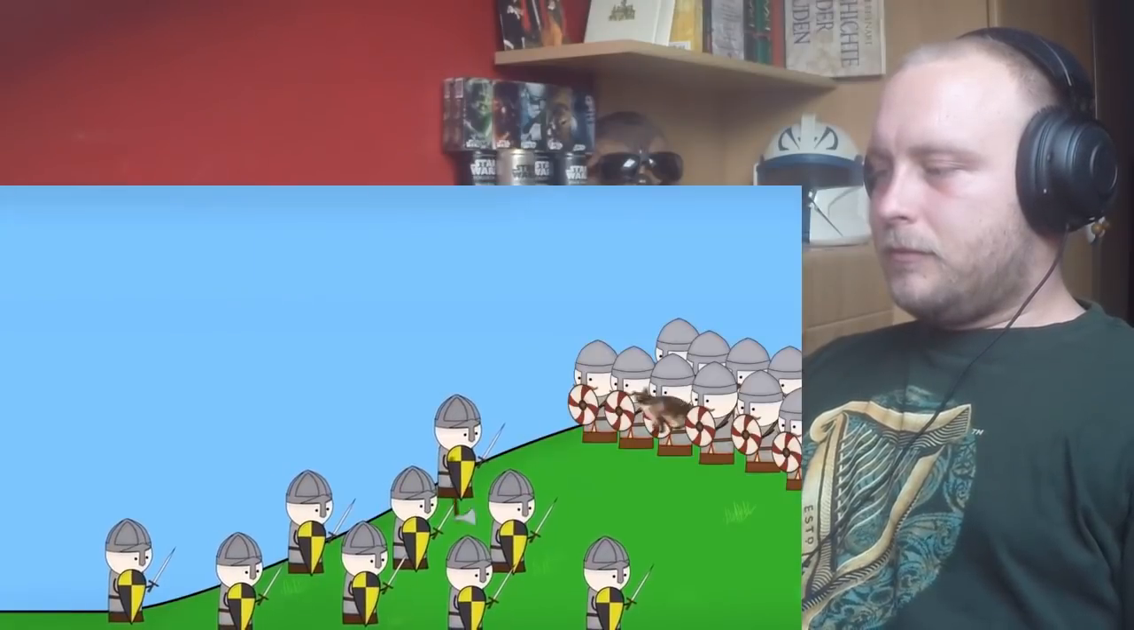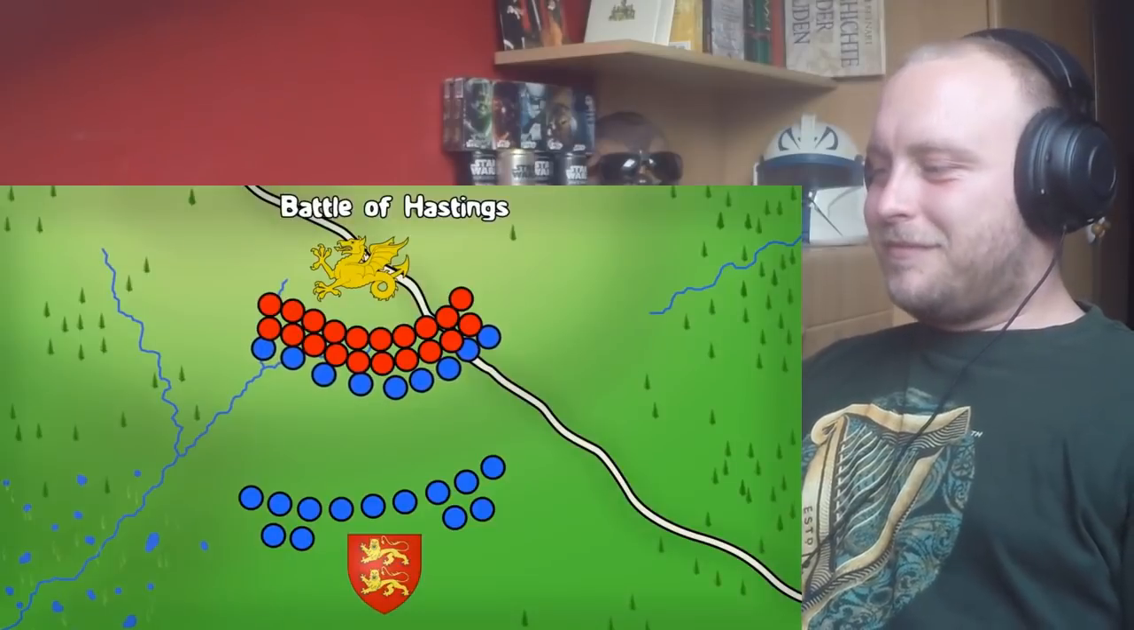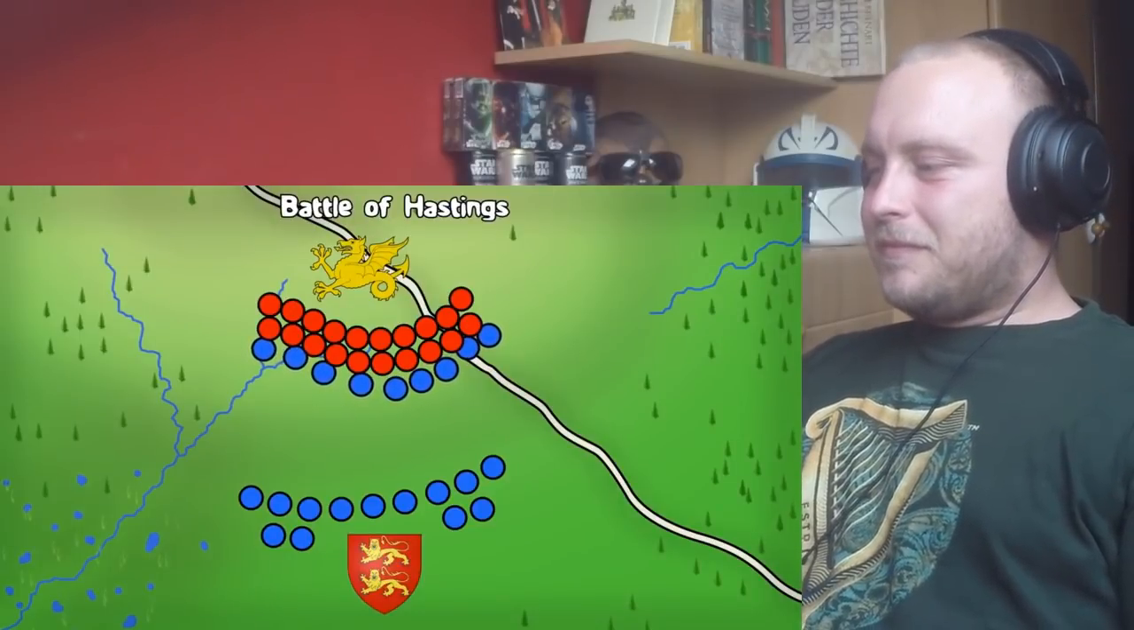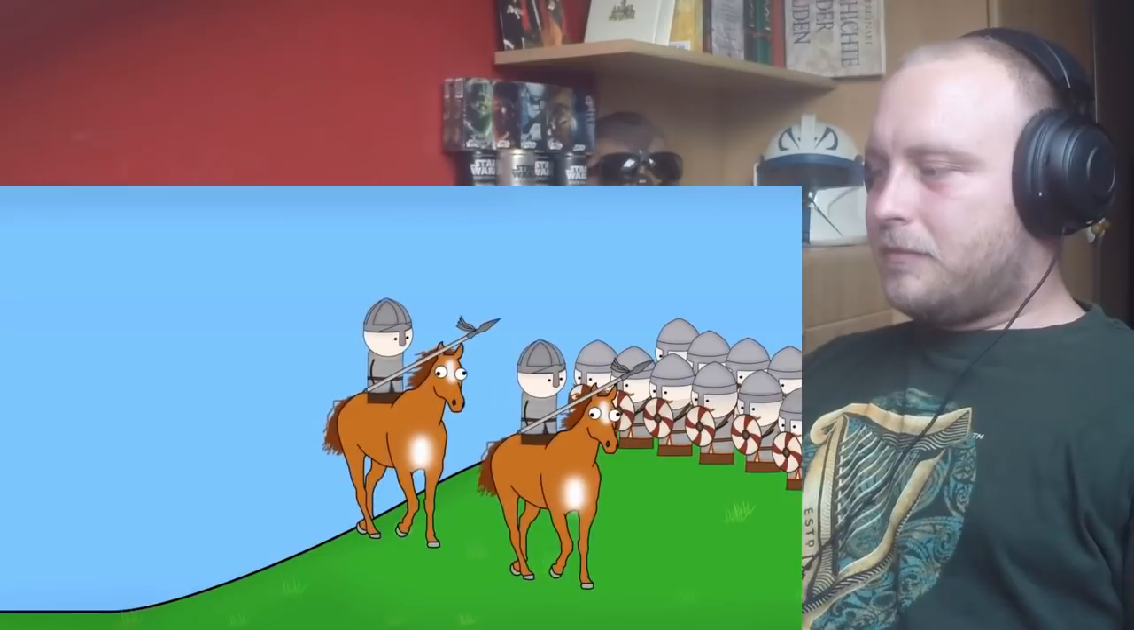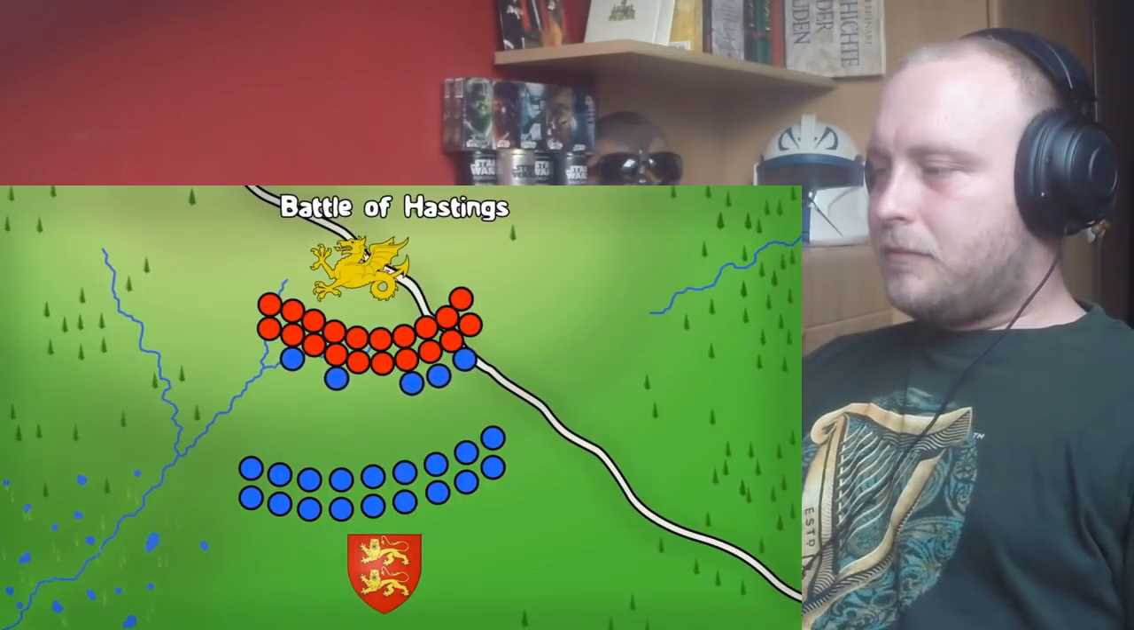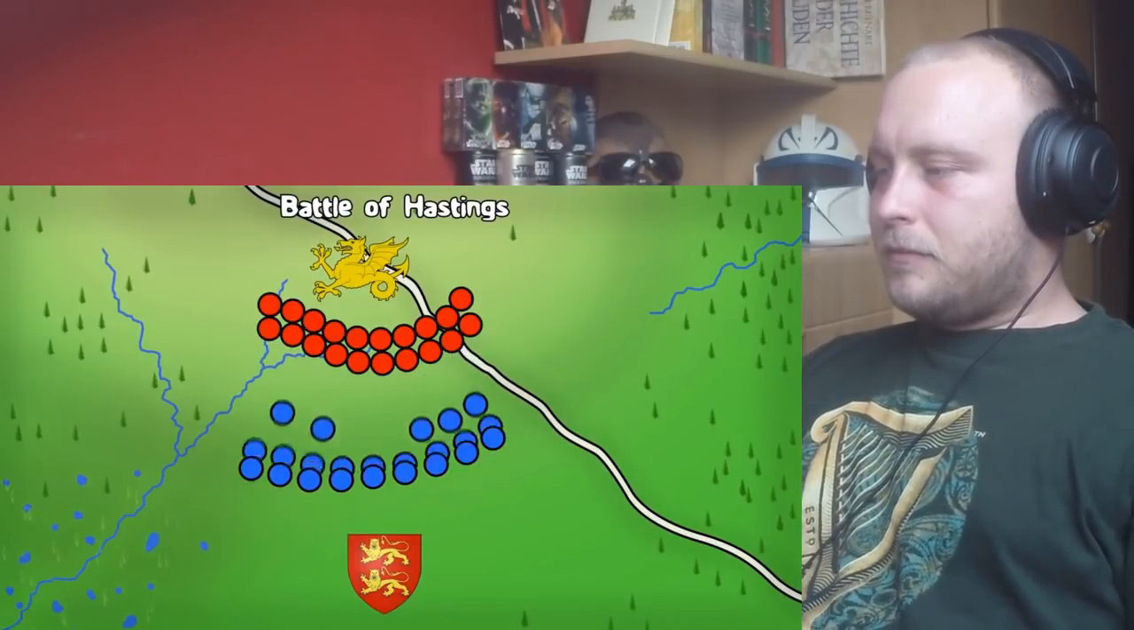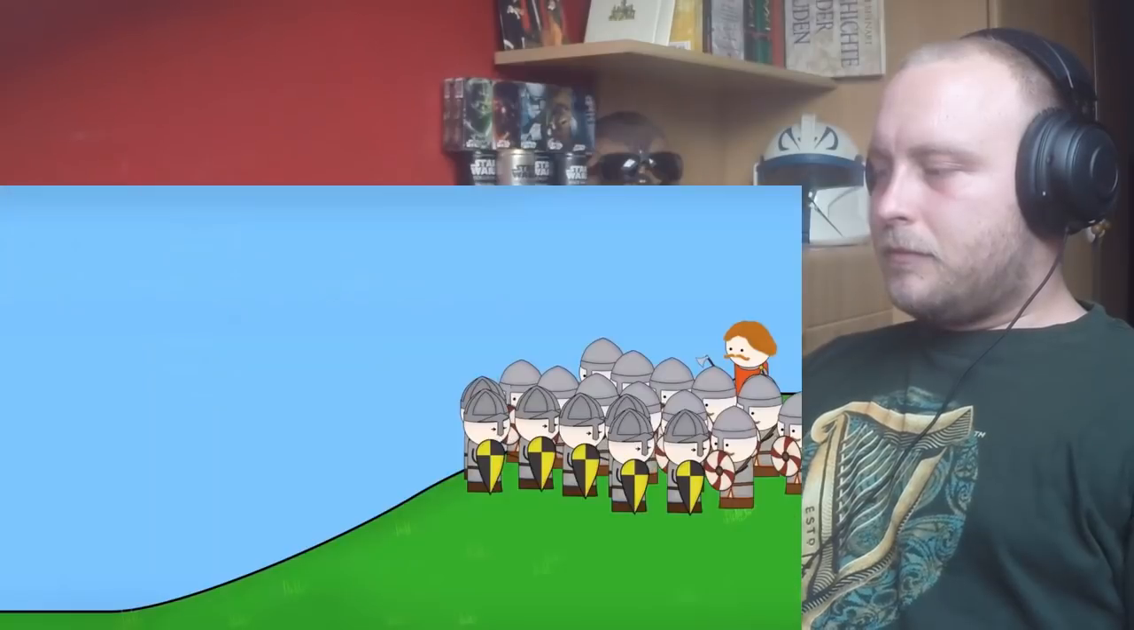The English threw anything they had at them, and the Normans couldn't break through the shield wall. Then the Normans' next tactical advantage came into play. William sent his cavalry up the hill, but even they struggled to break through the shield wall defenses. Wave after wave of infantry and cavalry came, and Harold knew all he had to do was let the Normans exhaust themselves and he would win.